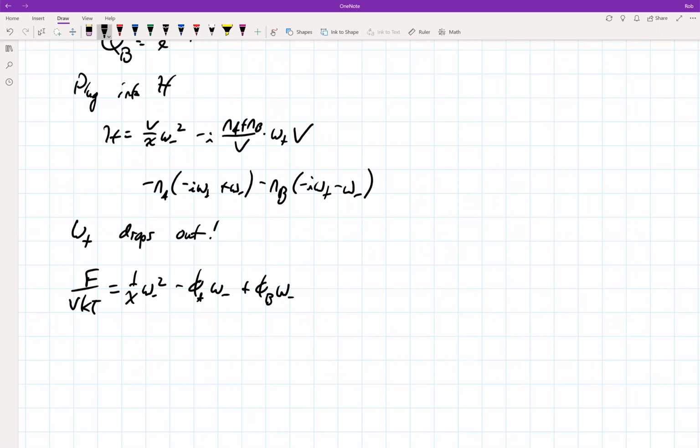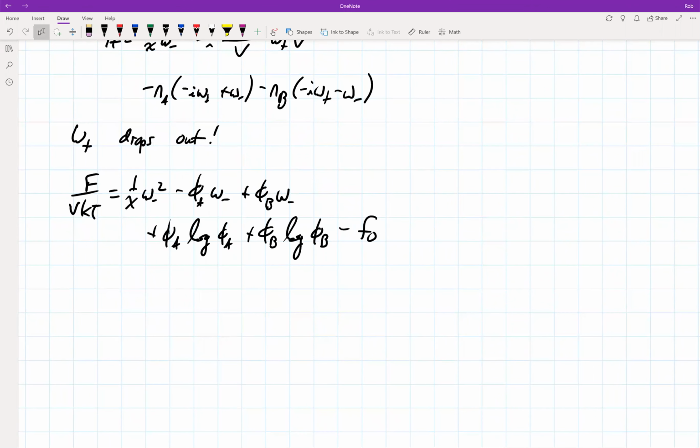W minus, and then plus the entropy of mixing terms. And of course, VB is 1 minus VA. There's a minus 1 and a minus F naught. And again, the constants I don't really care about, so I'm just going to call it minus little f0. All right. And finally, we can take the derivative of this thing with respect to W minus and solve for W minus at the minimum. Right? So take d(F over V) by dW minus equals 0 to figure out what W minus star is.